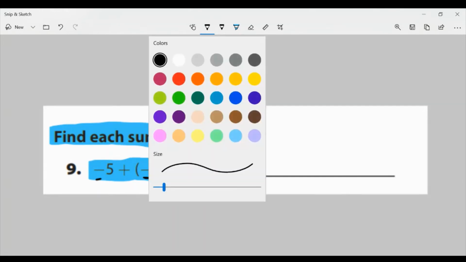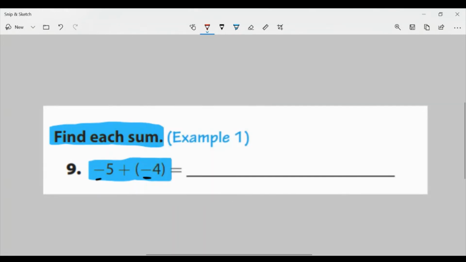Right? And so let's go ahead and use our counters. I'm going to make some little counters. So I have -5, right? And you want to use something and label it how you want to. If you want to use the T chart with the plus and minus, you can.